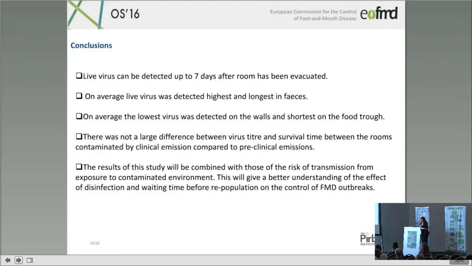So the results of this study will be combined with those of the risk of transmission from an exposure to a contaminated environment, and this will give a better understanding of the effect of disinfection and waiting times before repopulation on the control of FMD outbreaks.